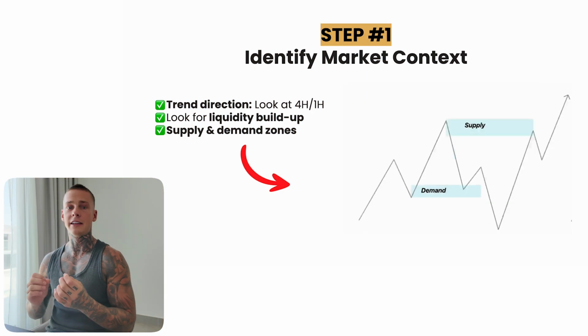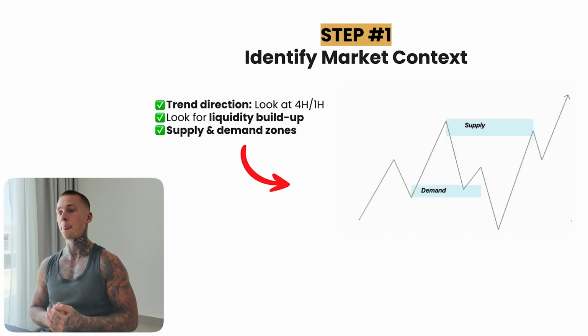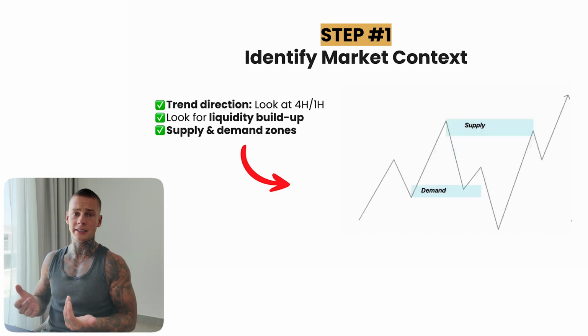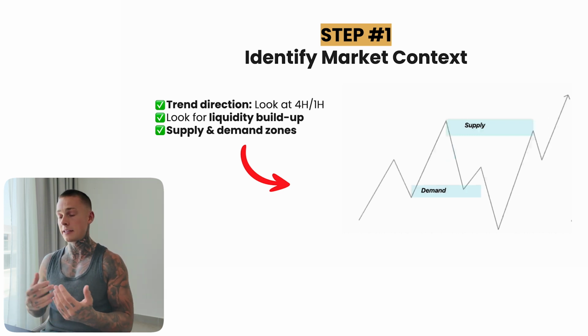Step 1 is identifying market context or structure. So basically we're looking for trend direction. Again, this can be on the higher time frame like the daily and the weekly. However, for intraday setups, we're looking at the 4-hour and the 1-hour to see the overall market direction, or where the majority of traders are looking to take the market next.